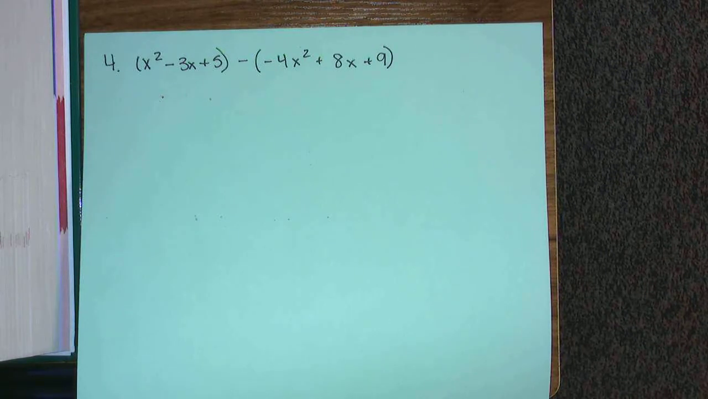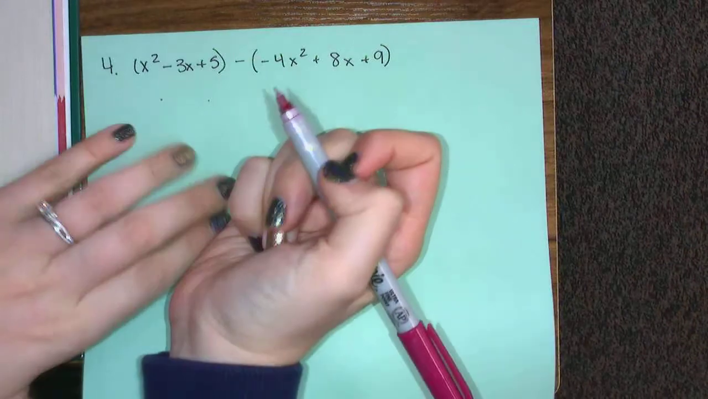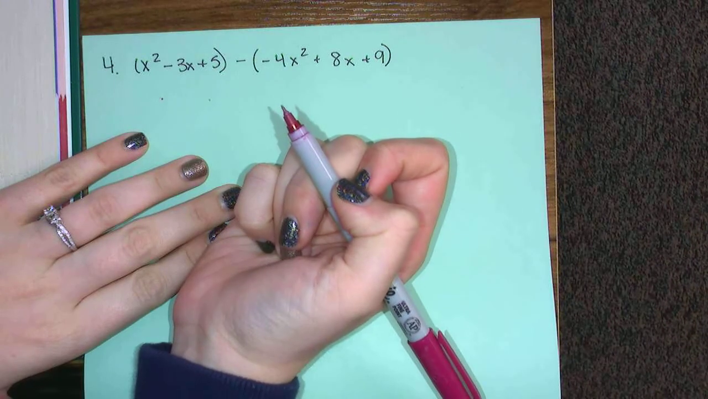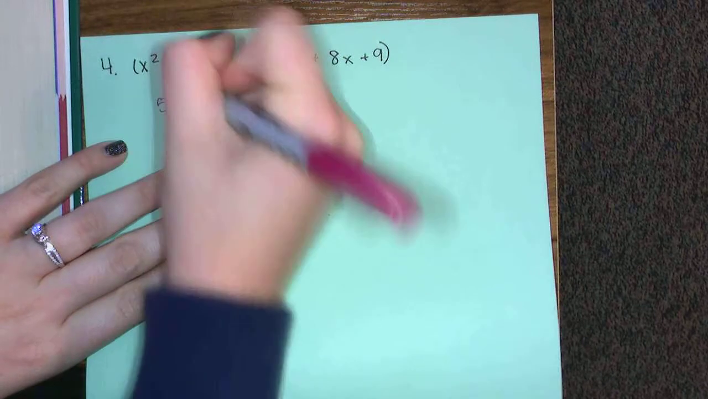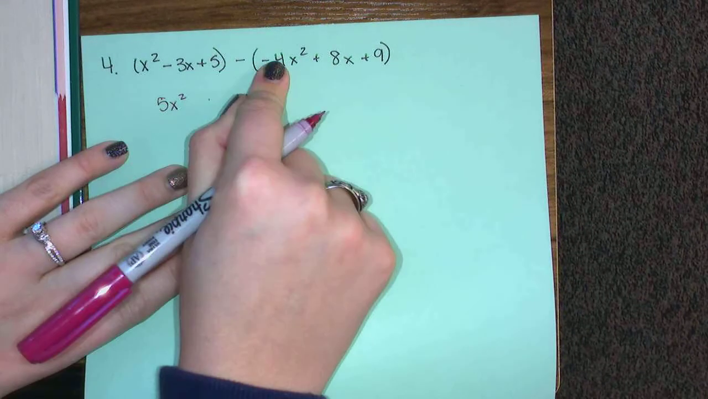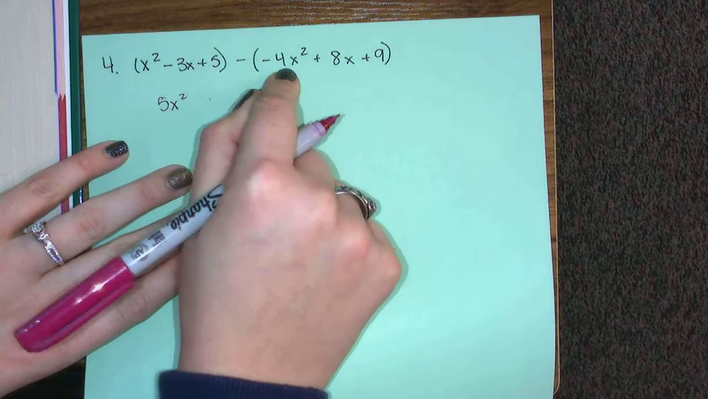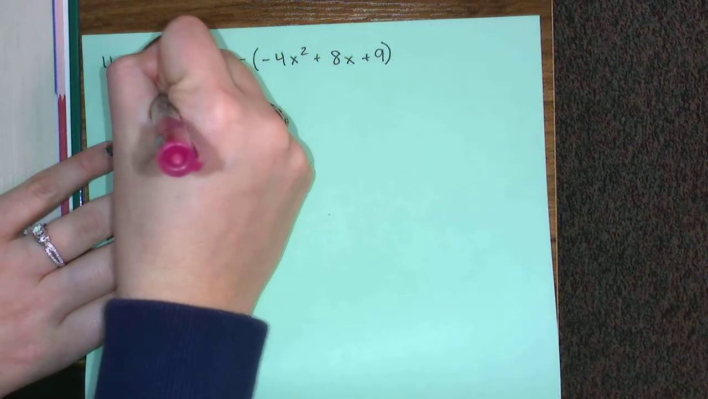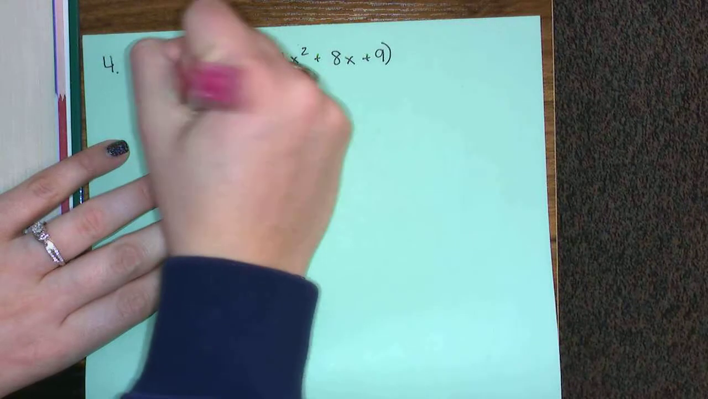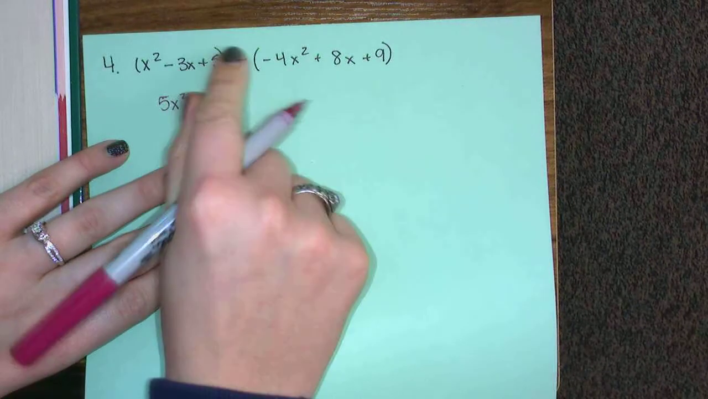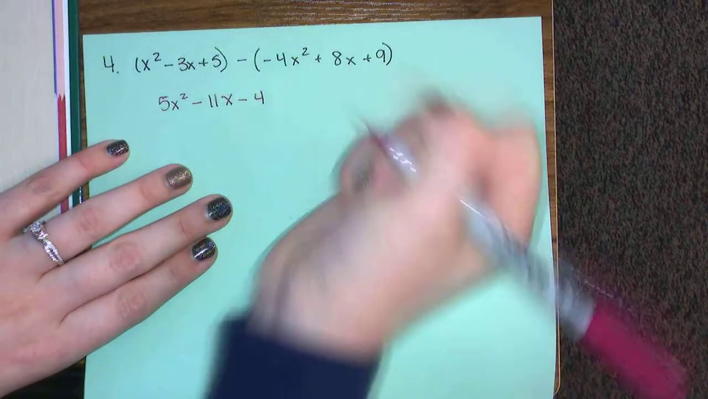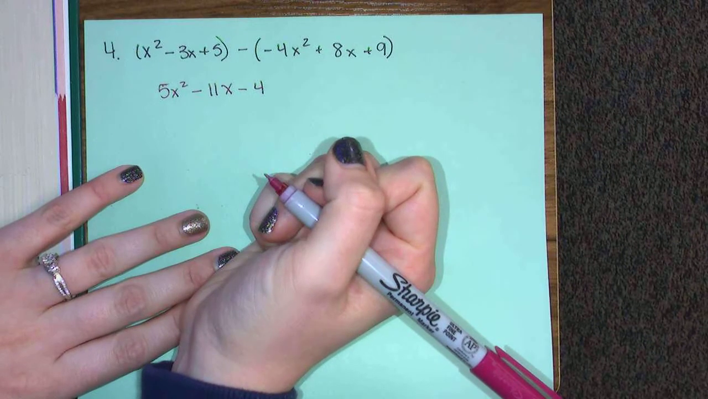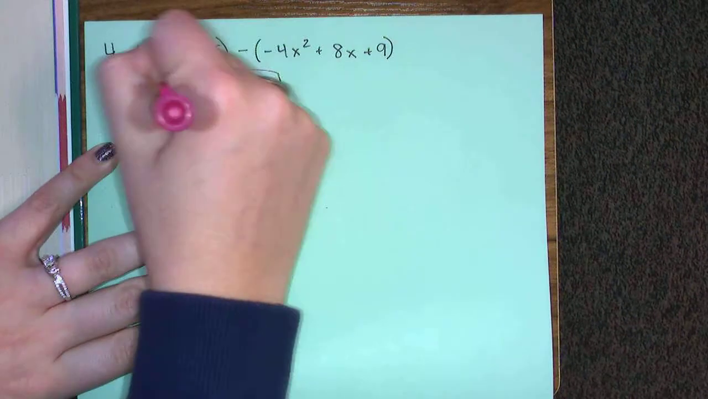So, any ideas what this one would be? 5x squared, because we have 4x squared minus a negative 4x squared, so that becomes positive, and 4x squared plus x squared is 5x squared. Negative 11x, so negative 3x minus 8x, and then 5 minus 9, somebody said, was negative 4. And you're done.